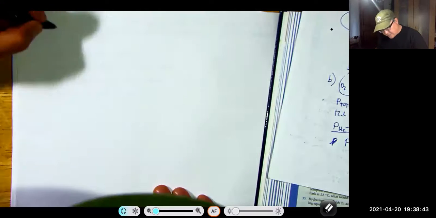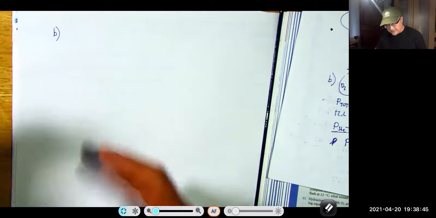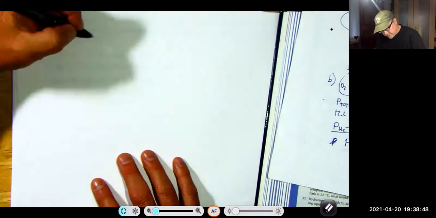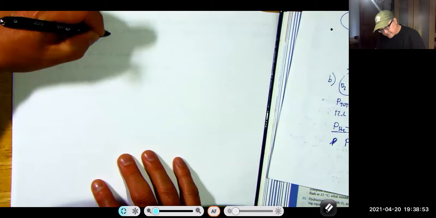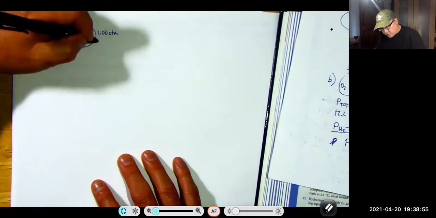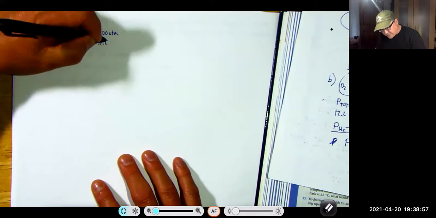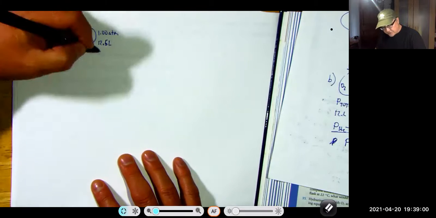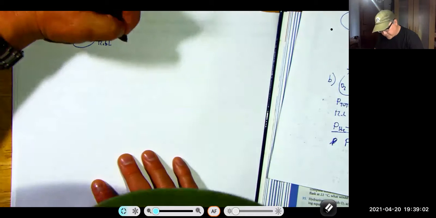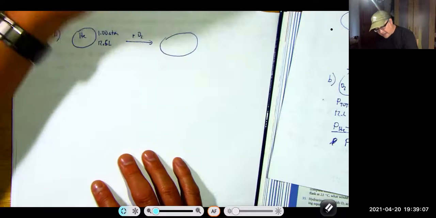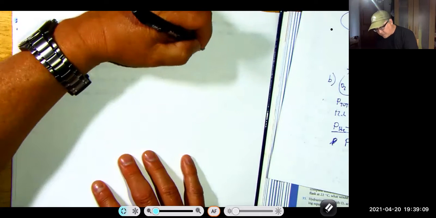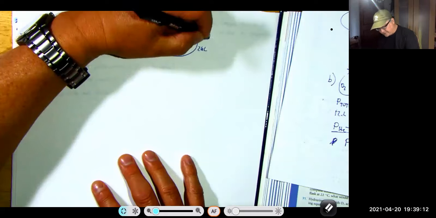So let's try this again, though. We're going to give it another shot with a clean slate. Sometimes a clean slate is better. So we have helium at 1 atmosphere, and it's 12.5 liters. And we're just going to not write the temp. We're going to add O2 to this. And now we have 26 liters and 1.00 atmospheres.